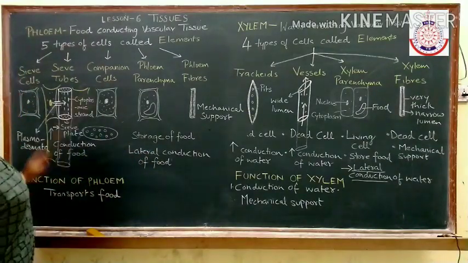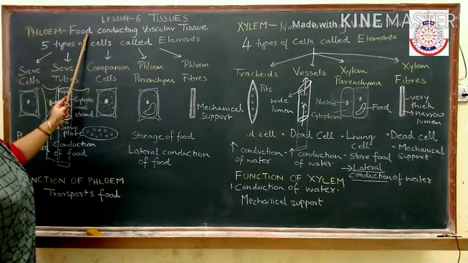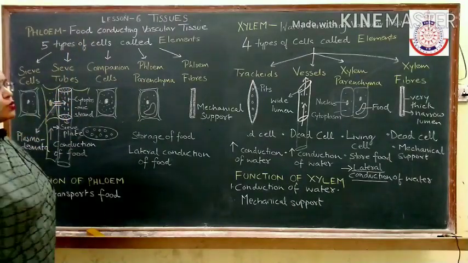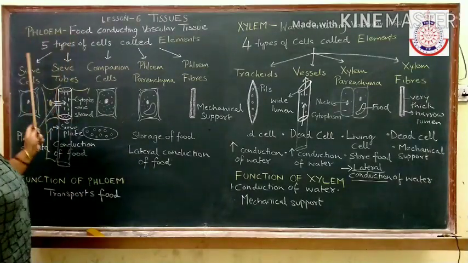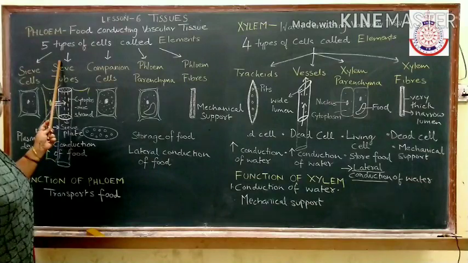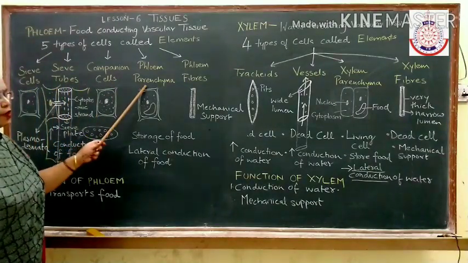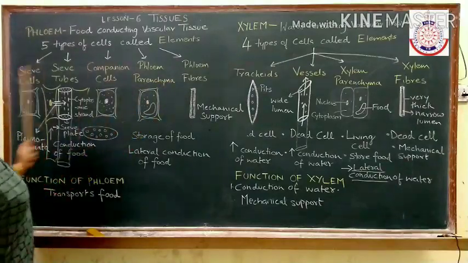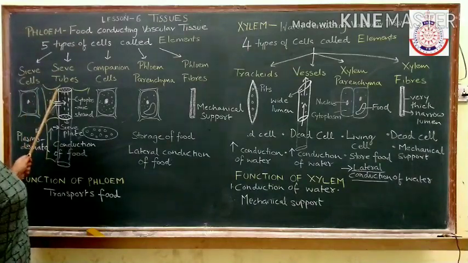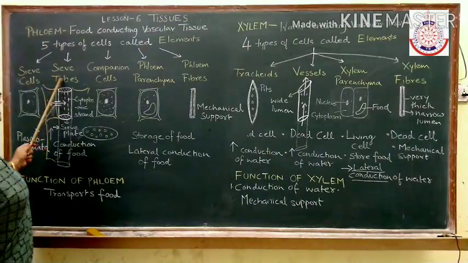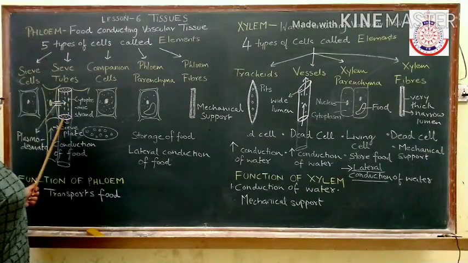Let's revise once again. Phloem is a food conducting vascular tissue. Xylem, water. Phloem, food. It is made up of 5 types of elements: sieve cells, sieve tube, companion cell, phloem parenchyma, phloem fibers. Sieve cells are living cells and they give rise to sieve tube. Sieve tubes are elongated tubular structures with perforated ends.